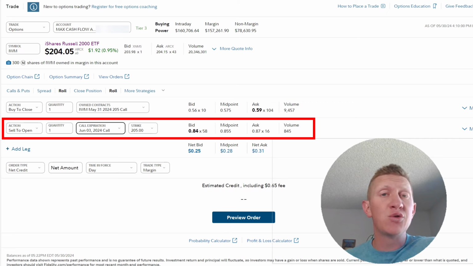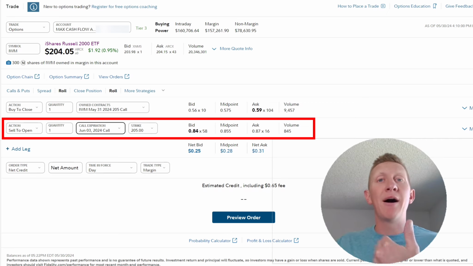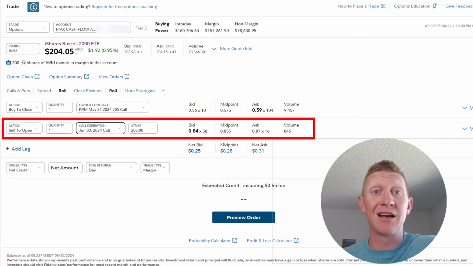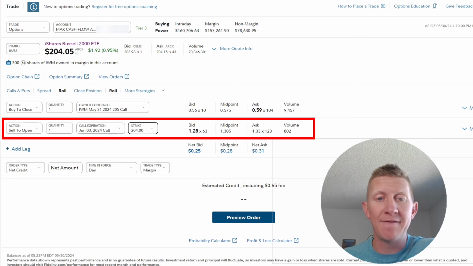Now you could also change your strike price. The lower you make your strike price, the more valuable the new contract will be because it's a covered call. And that's evidenced here by, let's say you go from 205 to 204. The value of the contract goes up significantly, to 131 approximately. Versus if you went from 205 to 206, the value of the contract goes down.